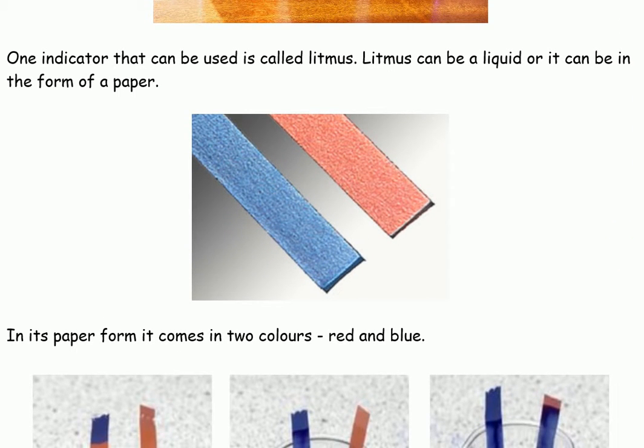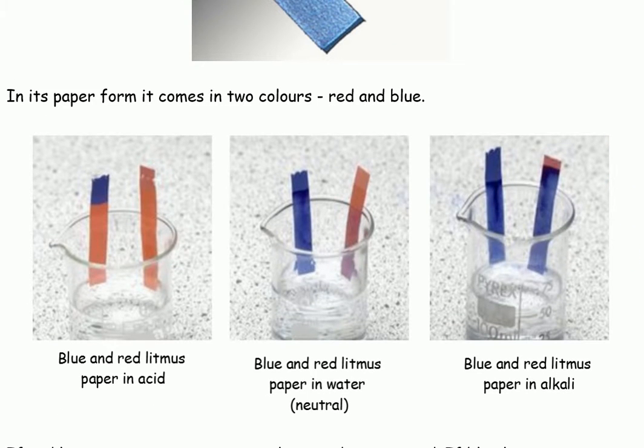One indicator that can be used is called litmus. Litmus can be a liquid or it can be in the form of a paper. In its paper form it comes in two colours, red and blue. Blue and red litmus paper in acid, blue and red litmus paper in water, neutral, blue and red litmus paper in alkali.